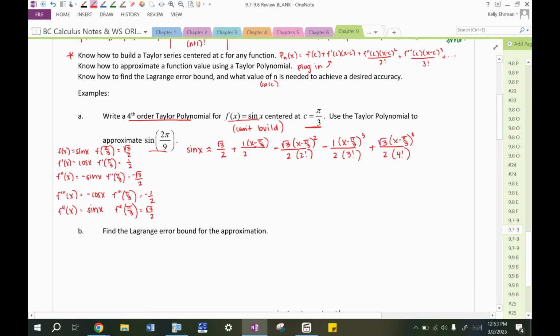So this is the first part, right? The fourth order Taylor polynomial, done. We did that. And then approximate sine of 2 pi over 9. So I have to type 2 pi over 9 into this, or if you want a little less typing, what is 2 pi over 9 minus pi over 3? So pi over 3 is 3 pi over 9. So it's negative pi over 9. I want to save myself a little bit of typing. So anywhere I see parentheses, I've already done the subtraction. I'm going to type in negative pi over 9.